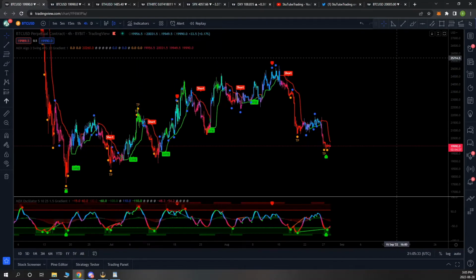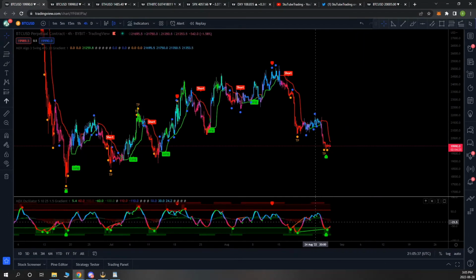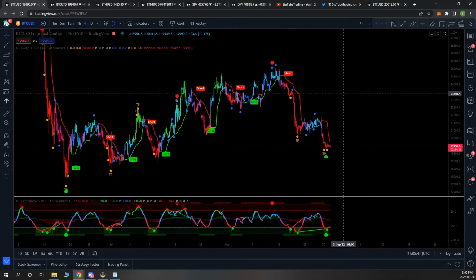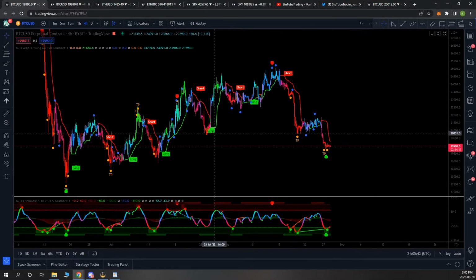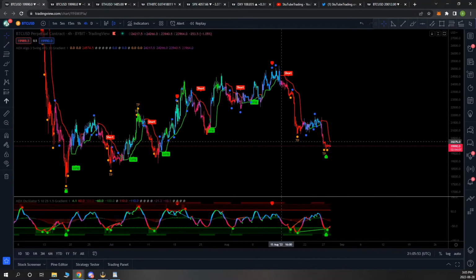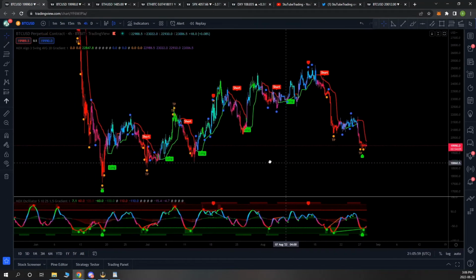So in front of me I do have the beautiful MDX ALGO 3 and the Oscillator 5 down below here. For those of you who are new to this, I just want to make sure that you do set your visual order here. Right click on the indicator, visual order, and bring to front. Sometimes you'll have some visual issues if you don't do that, and that just really helps clean things up and just makes everything work real nice.